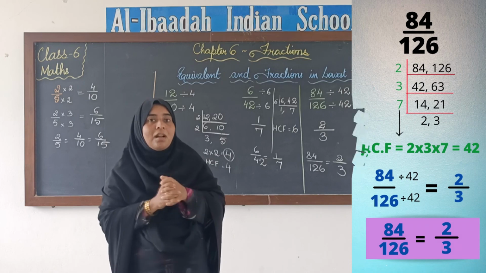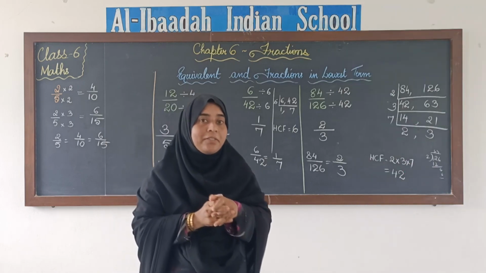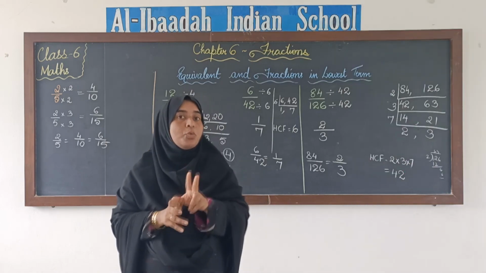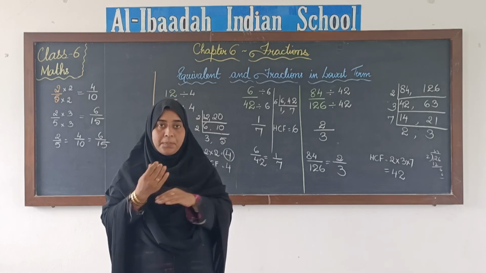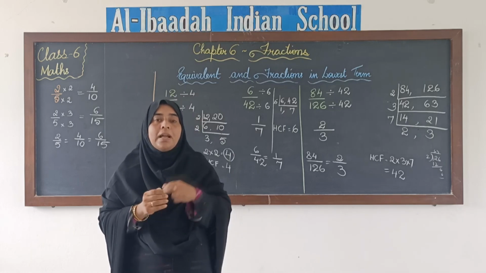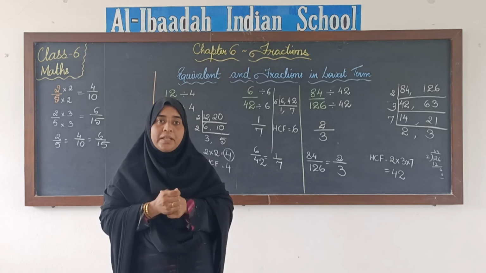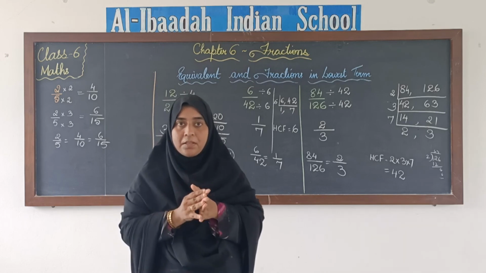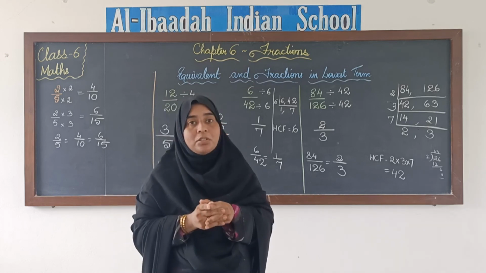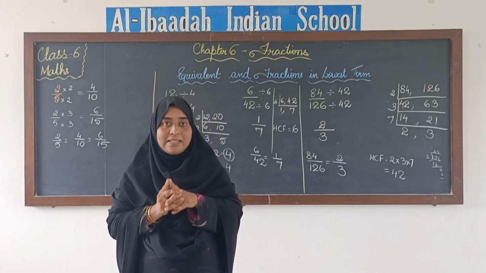Is it clear? I hope you have understood how to find the equivalent fractions in 2 different ways. One is by multiplying the numerator and denominator, and the second way is to divide the numerator and denominator with the same number. Okay. But when we are doing division, we need to find the HCF.